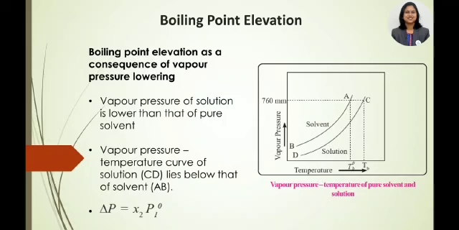Delta P is equal to X2 multiplied by P10, and this is the lowering of vapor pressure. This equation is for lowering of vapor pressure. So lowering of vapor pressure is the product of the vapor pressure of a pure solvent and the mole fraction of non-volatile solute in a solvent. And we know that the elevation in the boiling point is proportional to the lowering of vapor pressure.